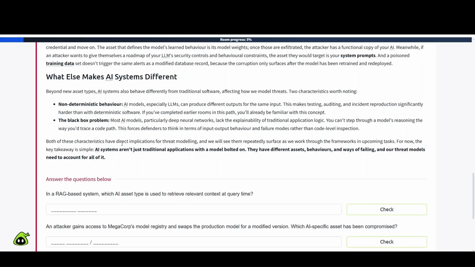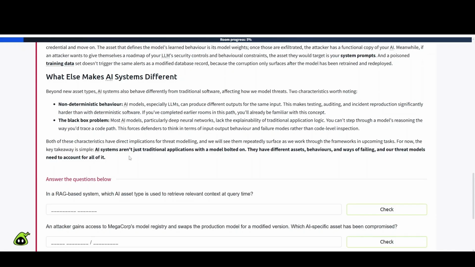Both of these characteristics have direct implications for threat modeling, and we will see them repeatedly surface as we work through the frameworks and upcoming tasks. For now, the key takeaway is simple. AI systems aren't just traditional applications with a model bolted on. They have different assets, behaviors, and ways of failing, and our threat models need to account for all of it.